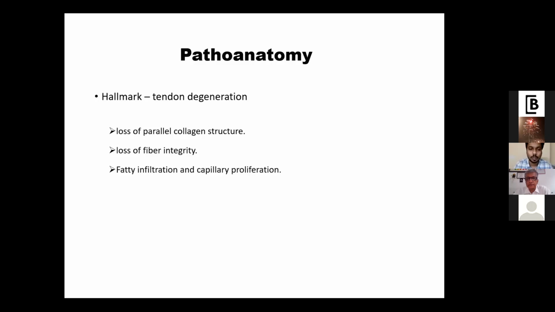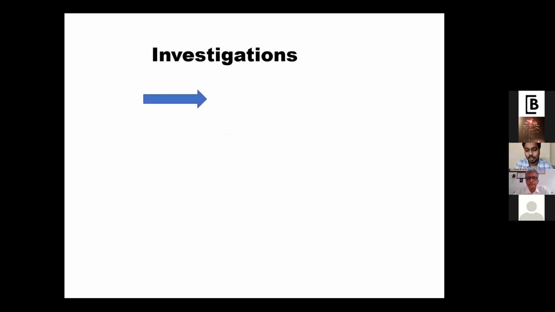So what is the pathoanatomy? The hallmark of Achilles tendon disorder in this condition is tendon degeneration. To briefly summarize, what happens in tendon degeneration is there is a loss of parallel collagen structure, a loss of fiber integrity, and there is fatty infiltration and capillary proliferation. So without further ado, I'll go into the investigations.